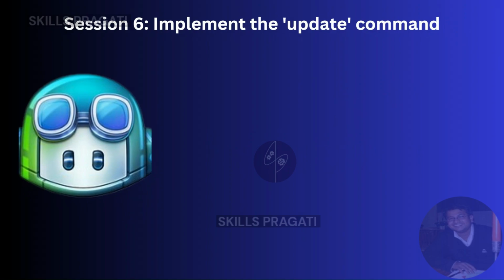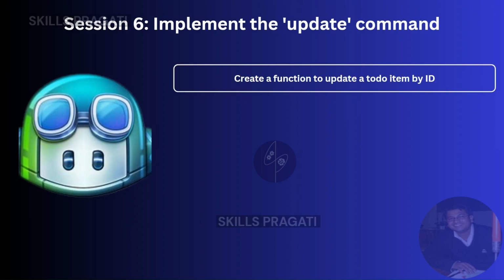The first task is to create a function to update a to-do item by ID. This involves writing a Python function that takes the unique identifier, ID, of a to-do item and the new details for the item, then updates the item accordingly. The function will handle the logic for locating the correct item based on the provided ID and applying the updates.